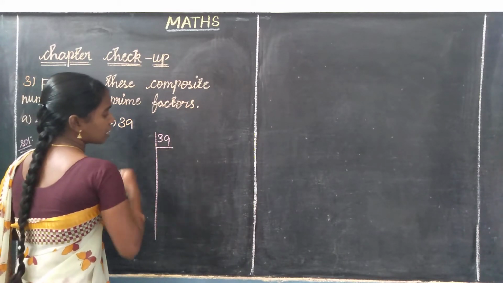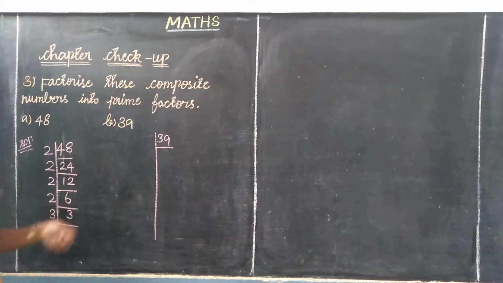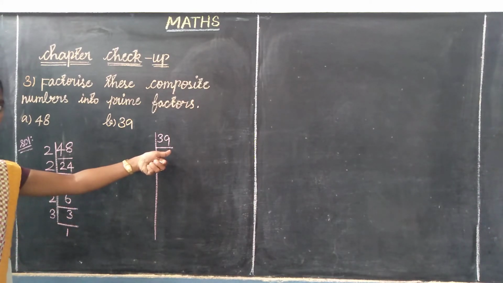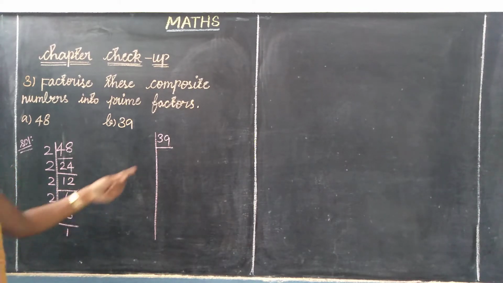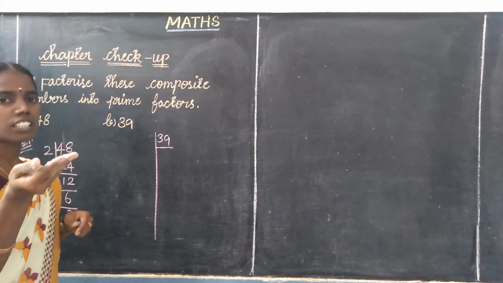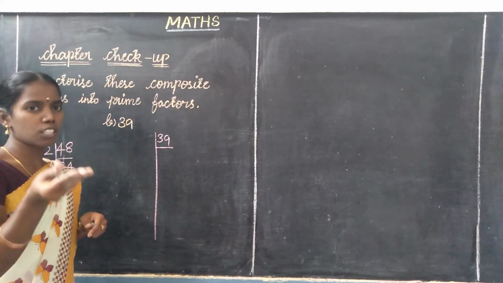Next number is 39. Is it divisible by any number? See the last digit: is it divisible by 2? It is not possible. Why? The last digit is 9, and only 0, 2, 4, 6, 8 as last digits are divisible by 2.